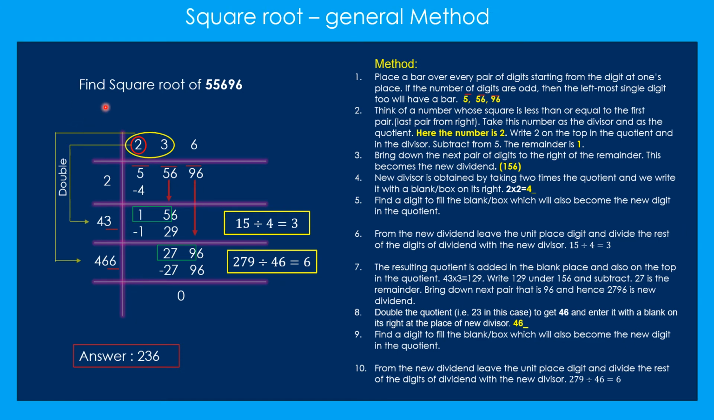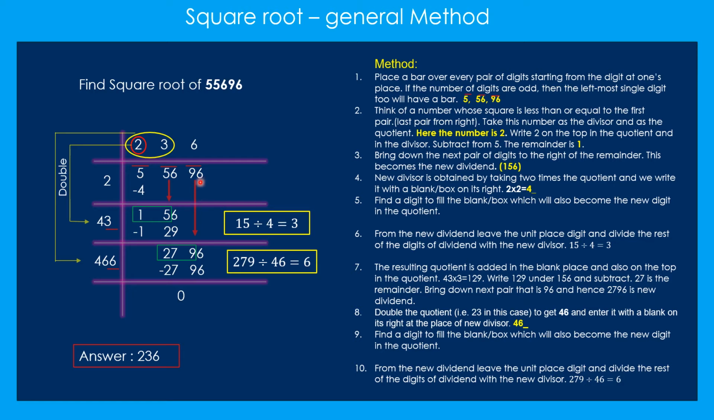One more example. Find the square root of 55696. So first of all, you write down the number 55696. Draw a vertical line as well as a horizontal line like this. And after you write the number, you place a bar over every pair of digits starting from the digit at 1's place. And if the number of digits is odd, then the leftmost single digit too will have a bar.